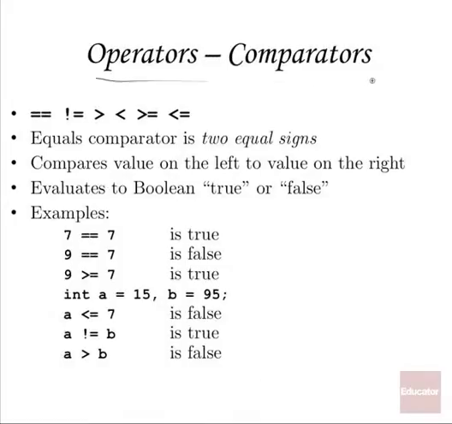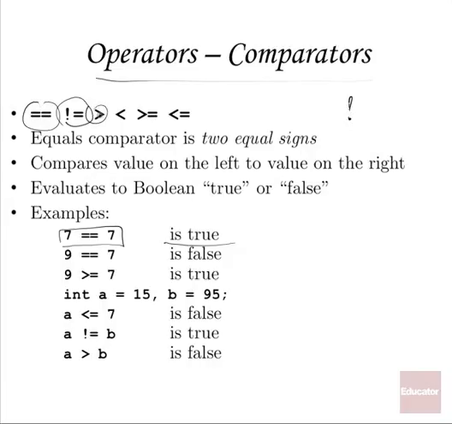And we have comparator operators. We've got our double equals, which means this side is equal to that side. Here we have an example. 7 equals 7 evaluates to true. Or we have not equals, because the bang, the exclamation point, sometimes called a bang, means not.